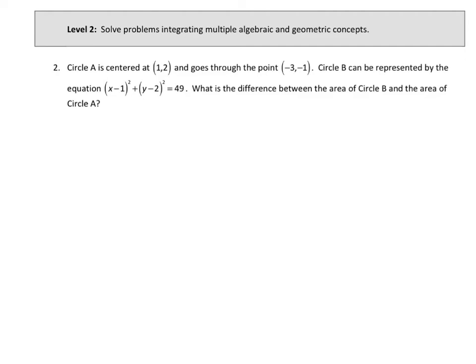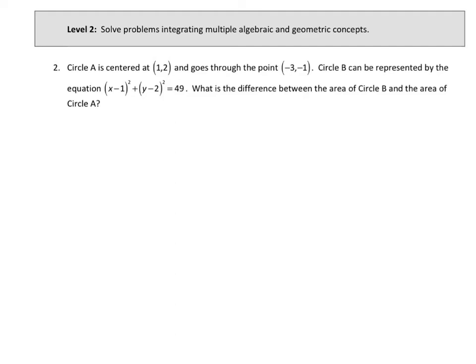In level 2, we will be integrating multiple algebraic and geometric concepts in the context of circle problems. In this example, it says circle A is centered at (1, 2) and goes through the point (-3, -1). Circle B can be represented by the equation (x - 1)² + (y - 2)² = 49. What is the difference between the area of circle B and the area of circle A?